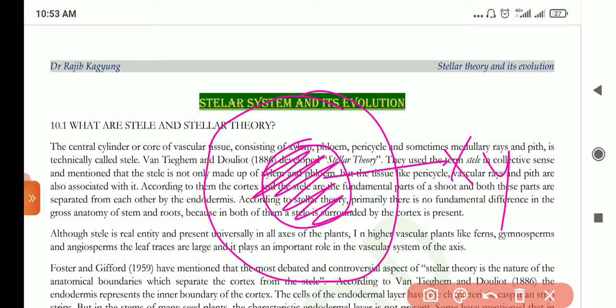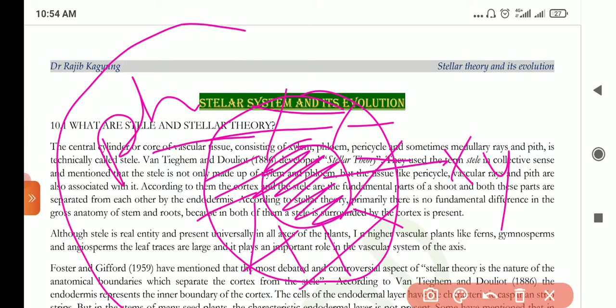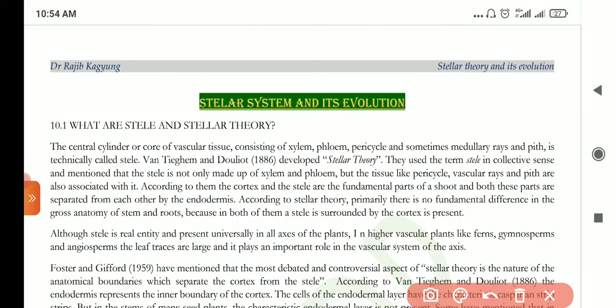And then surrounding this circle is another circle. Let's say that this circle outside of this xylem core, these are all the phloem cells, and all this is within the epidermis, pericycle, and so on and so forth. So the stele means that part which contains the xylem, the phloem, the pericycle, and sometimes the rays and the pith is known as the stele.